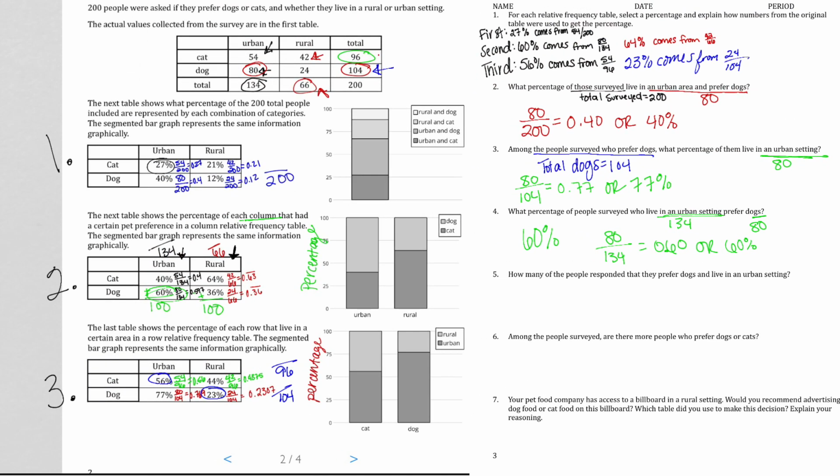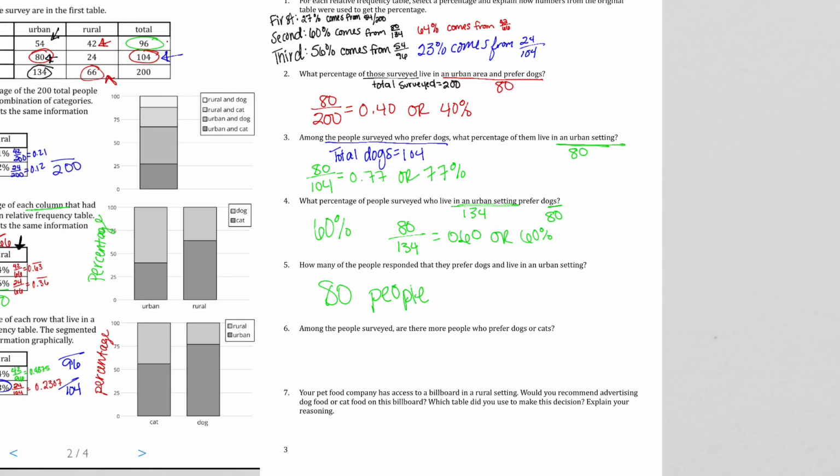Okay. How many people responded that they prefer dogs and live in an urban setting? That would be our original table, and that would just be 80. Not a percentage, 80 people. They prefer dogs and live in an urban setting.